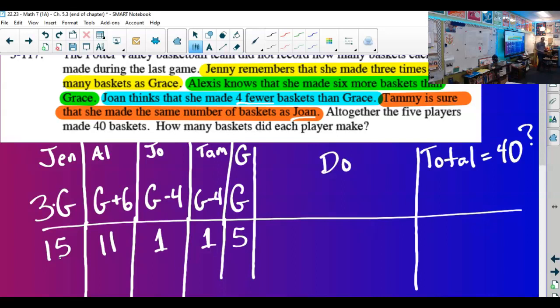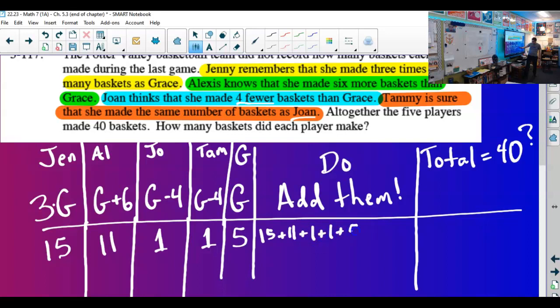Now we've got to add them all together. Wait, no, it's not 13. It's 33. Yeah, 33. Let's try 7. How far away are we? We're not very far. We are too low, but we're not super far away.